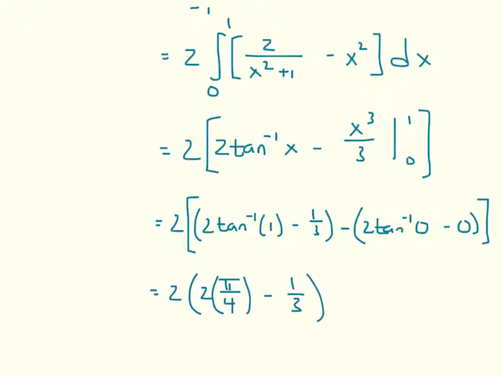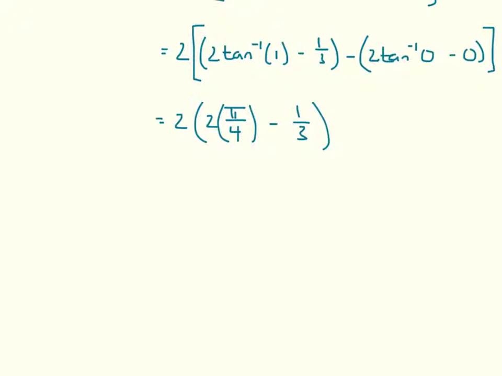That's not so bad. Just distribute, simplify, so we get 4 pi over 4 minus 2 over 3. 4's cancel, leaves us with pi minus 2/3.